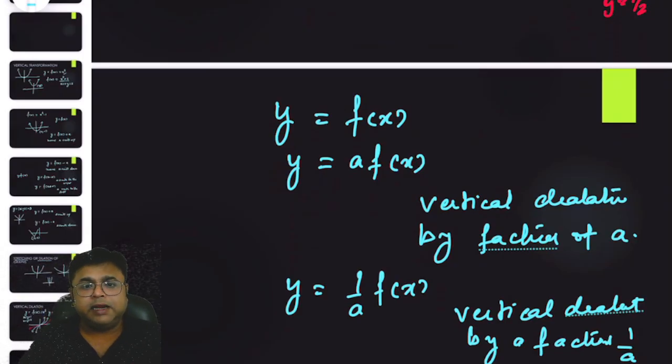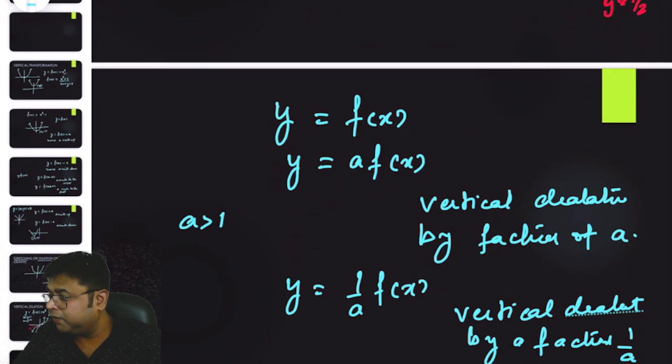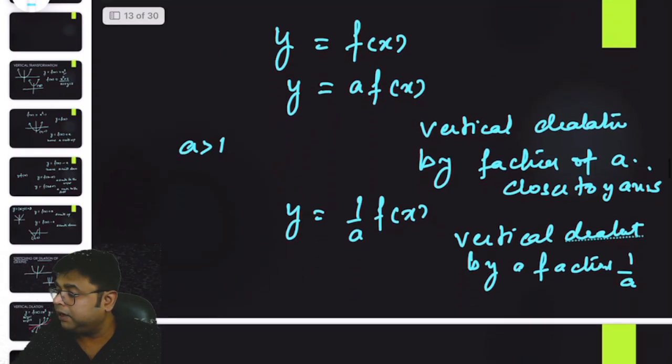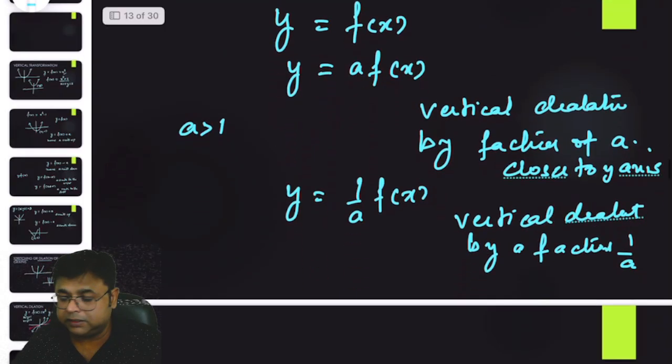So if a is a positive real value more than 1, suppose a is greater than 1, there is vertical dilation by a factor of a closer to the y-axis, and vertical dilation by a factor of 1 by a away from the y-axis.